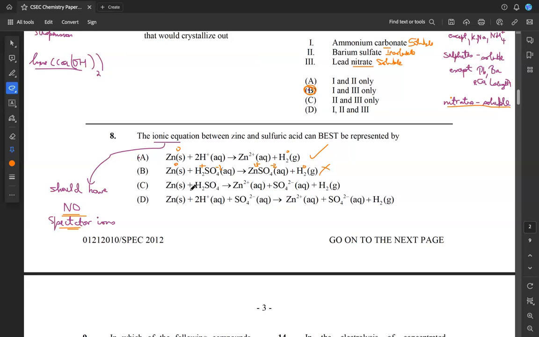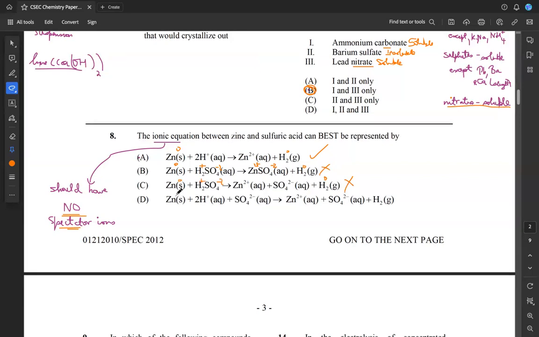Let's see if we have any spectators down here. 0 for zinc over here, +2 over here, plus for hydrogen over here, 0 for hydrogen over here. And then the sulfate is -2 over here, and then the sulfate is -2 over here. So that didn't change. It's still spectating, and we can't have any spectators in our ionic equation. So this one wouldn't work.